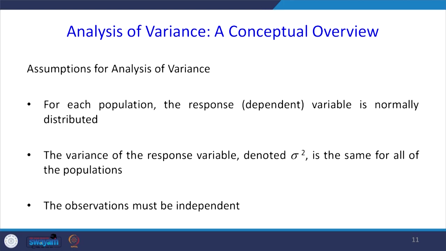The variance of the response variable, denoted by sigma square, is the same for all populations. Why is this assumption required? When you are comparing more than 2 groups, the basic assumption is that the variance of the groups should be the same. This concept we explained when conducting the 2 sample test. And the observations must be independent.